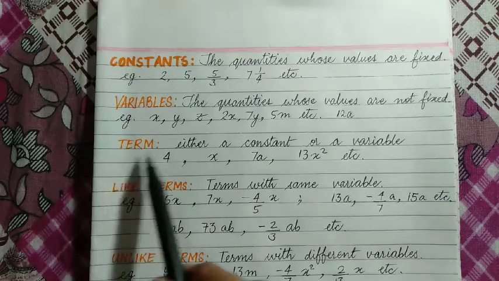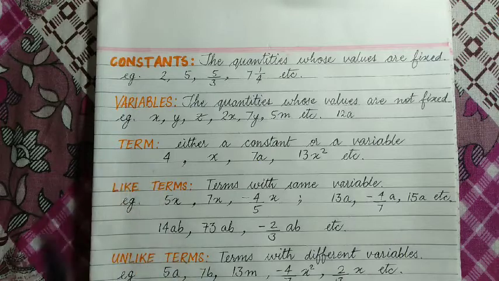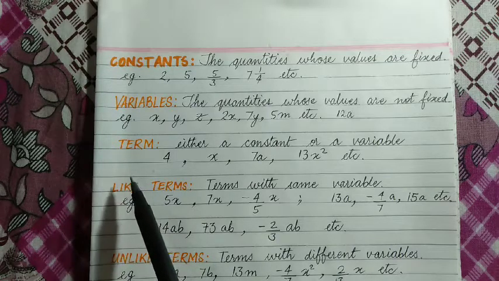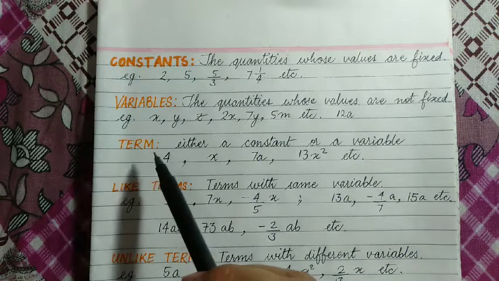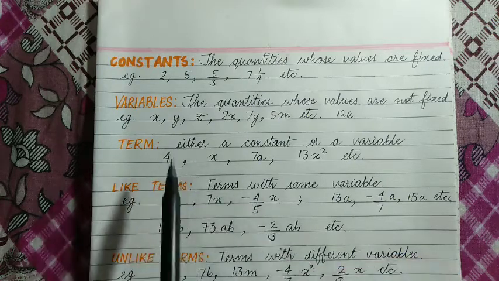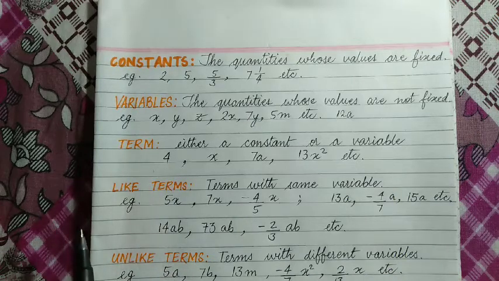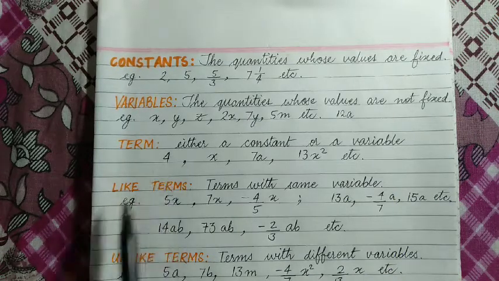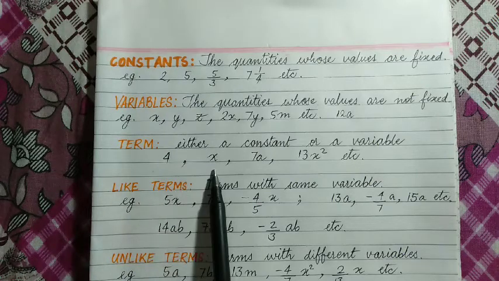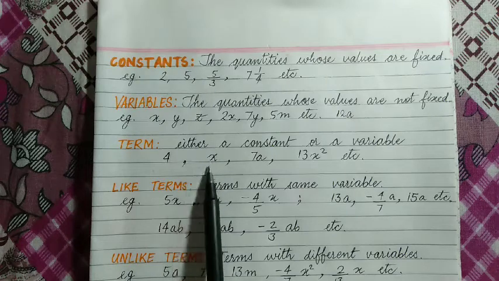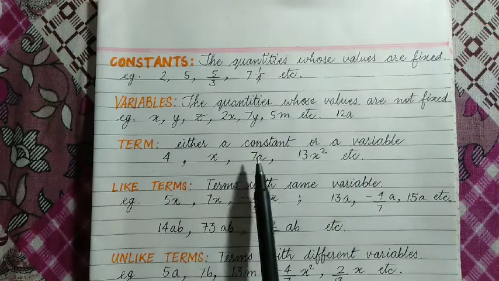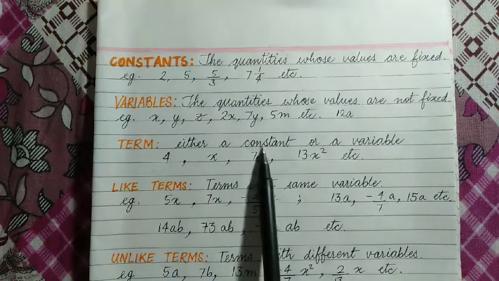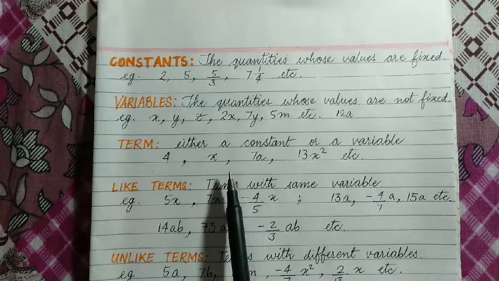Next we have terms. What is a term? A term is either a constant or a variable. Okay, a term can either be a constant or a variable. For example, 4 over here is a constant, but we also call this 4 a term. Similarly, x is a variable and x also represents a term. 7a, where 7 is a constant, a is a variable. Together 7a is a term which is a variable.